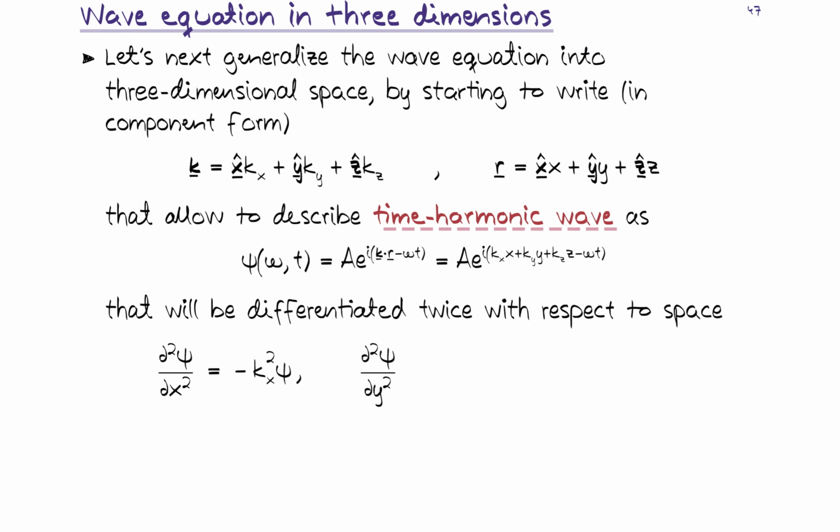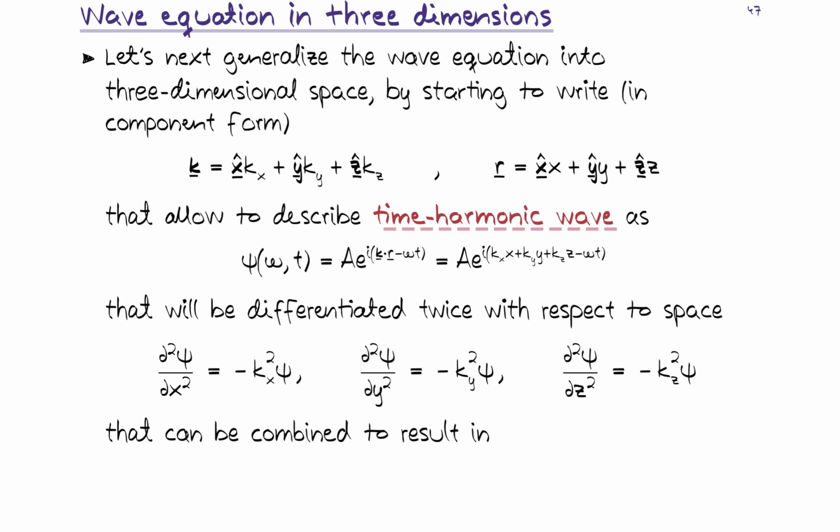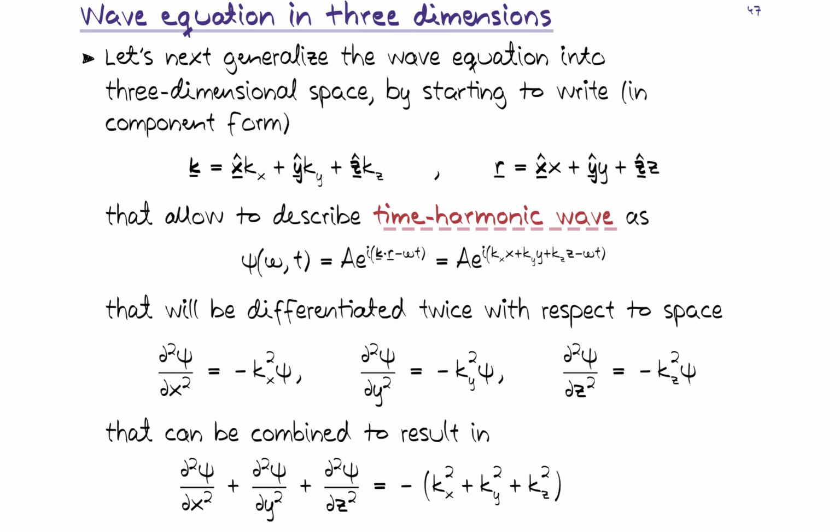The same thing, of course, applies for the other directions. So similarly, we calculate the second partial derivative with respect to y and z, and we have exactly the same kind of results out. And we can combine these three partial derivatives together, so that we can write all three partial derivatives added together. They result in, on the right-hand side, when we add kx squared plus ky squared plus kz squared together, and then we still have this multiplying the original wave.